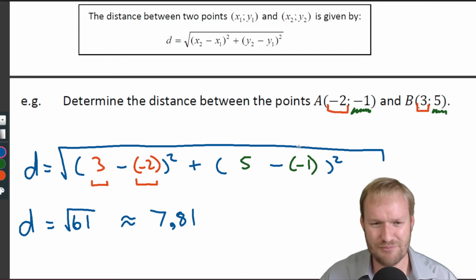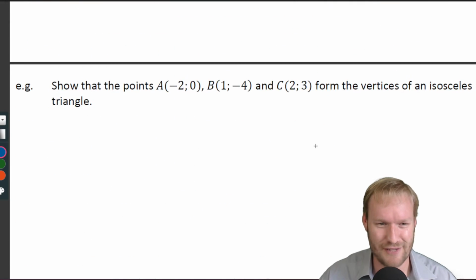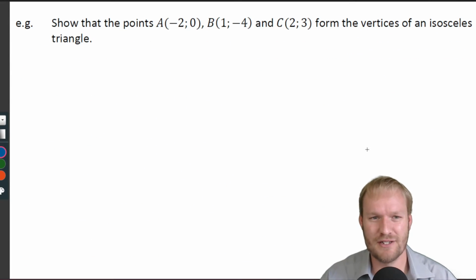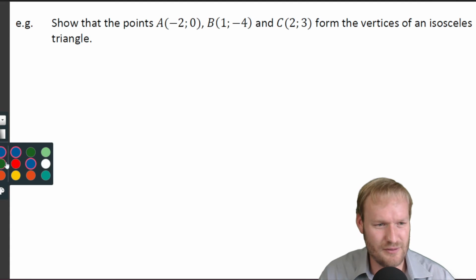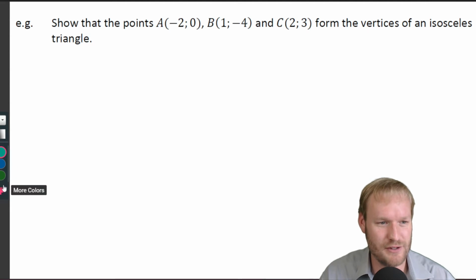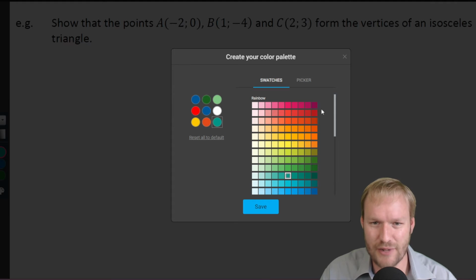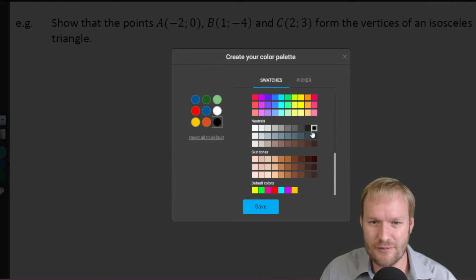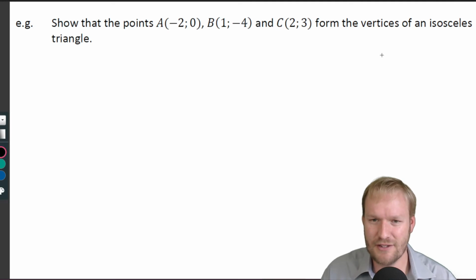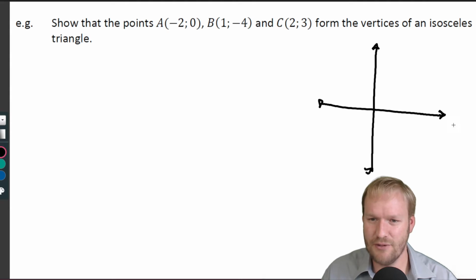Two more examples. Maybe they'll get more interesting. Let's have a look. Show that the points A, B, and C form vertices of an isosceles triangle. So one way just to start this is, let's get ourselves a little Cartesian plane. I just wanted my axes to be like this, so a very quick sketch just to see if we can see what's happening. I think a little diagram can be useful.